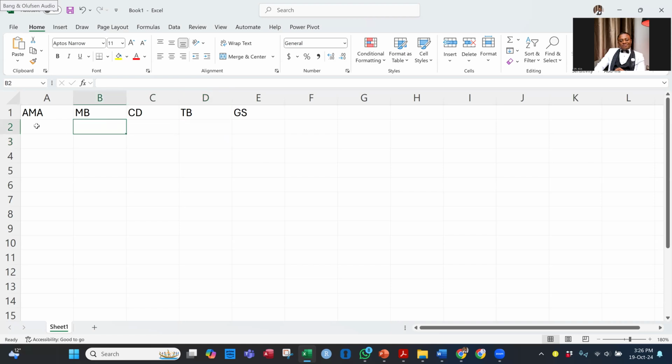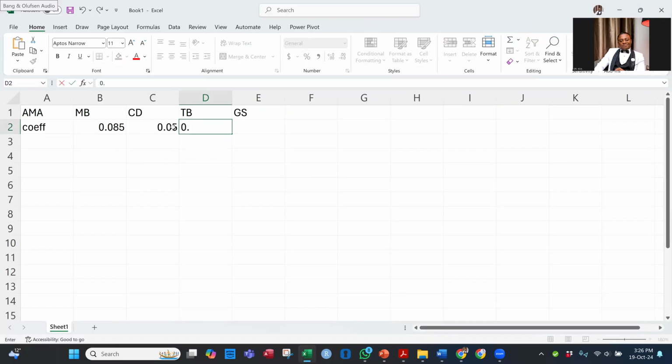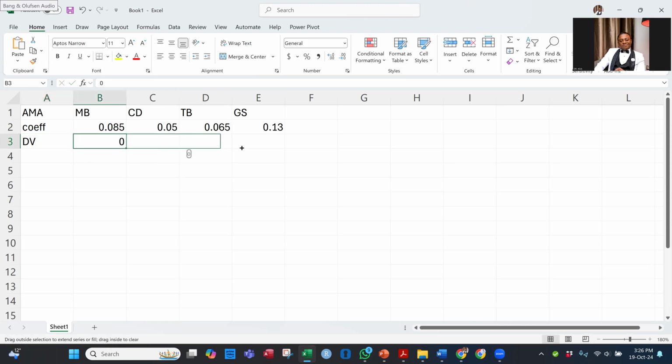Now, let's write the coefficient. So this is the coefficient, and the first coefficient is 0.085. Always check your model whilst you write. The second coefficient is 0.05. The third coefficient is 0.065. And the last one is 0.13. These were the coefficients. The decision variables was amount to invest. Okay? The amount to invest.